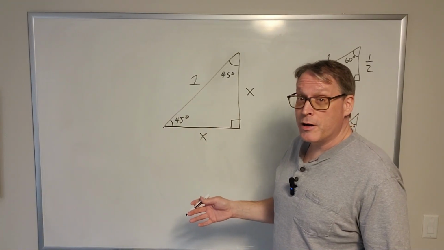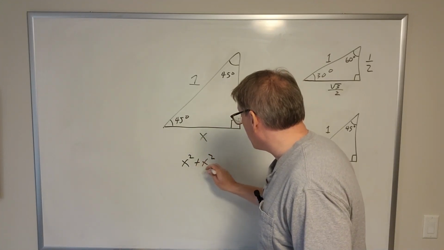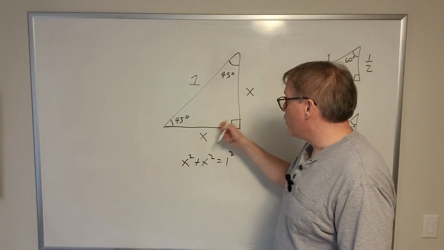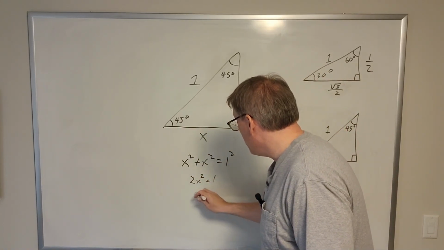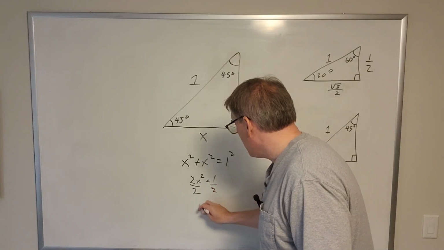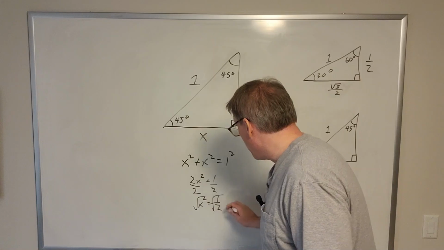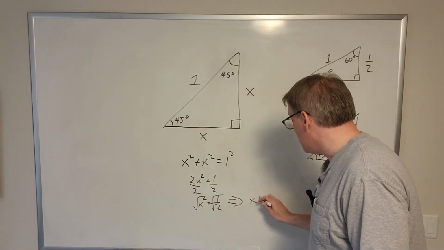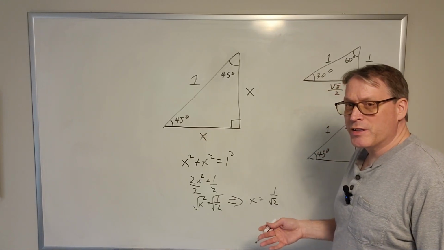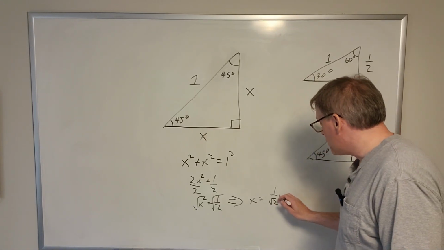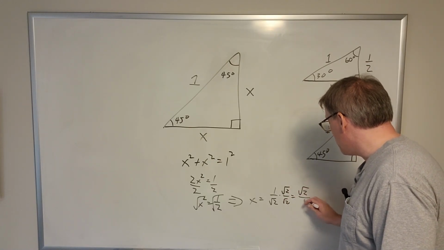So using the Pythagorean theorem, we get x squared plus x squared equals 1 squared. A squared plus b squared equals c squared. So that means 2x squared equals 1. Divide both sides by 2. We have x squared equals 1/2. Take the square root of both sides. And we have x is equal to 1 over the square root of 2. But a lot of mathematicians don't like to have an irrational number in the denominator like this. So let's just multiply the top and bottom by the square root of 2. And we have this is equal to the square root of 2 over 2.